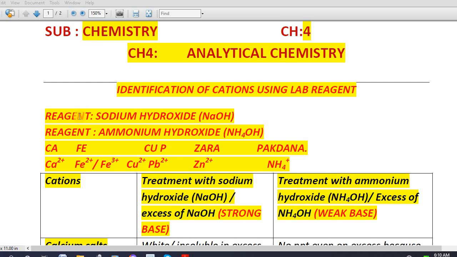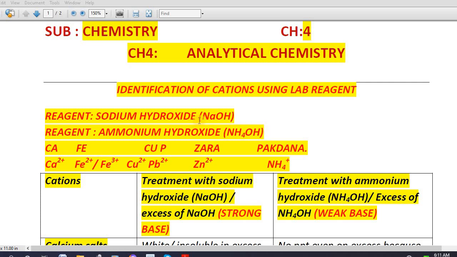Now our topic of study here is to identify cations, which have positive charge, by lab reagents. The lab reagents we are going to use are sodium hydroxide, NaOH, and the second reagent, ammonium hydroxide, NH4OH. As you know, sodium hydroxide is a strong base and ammonium hydroxide is a weak base.